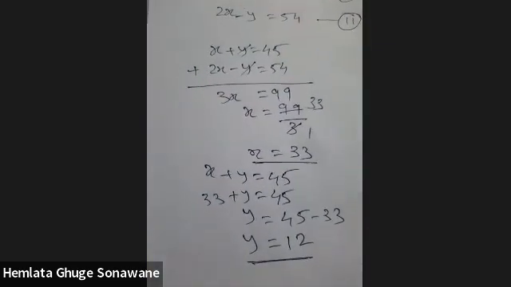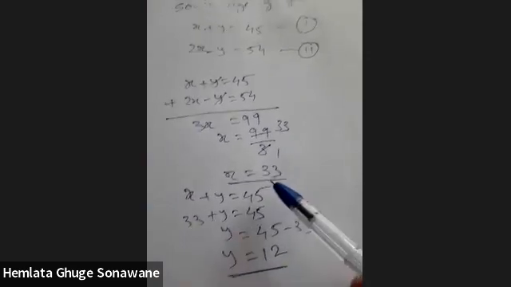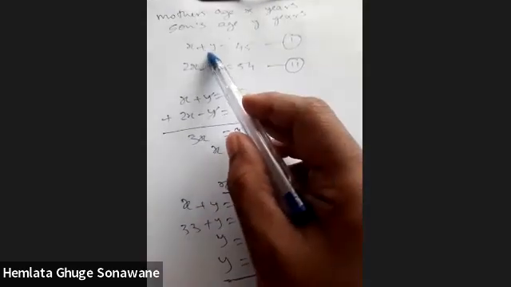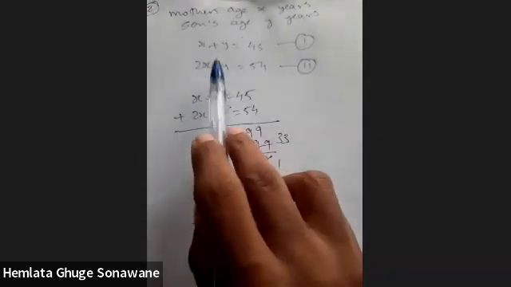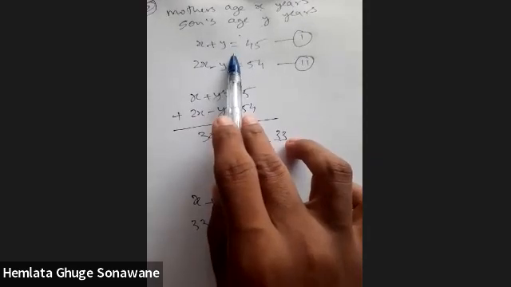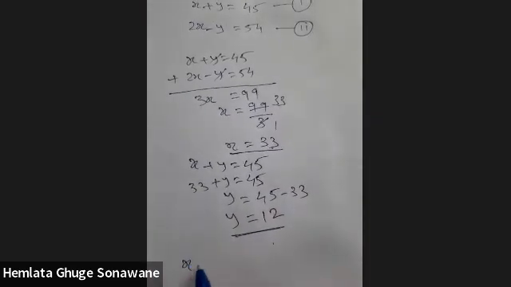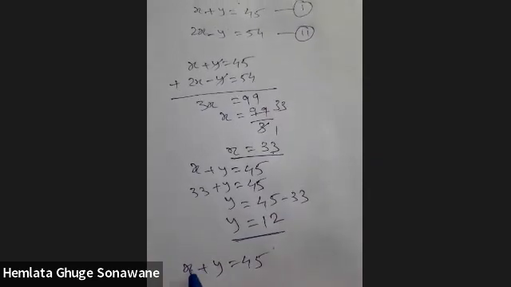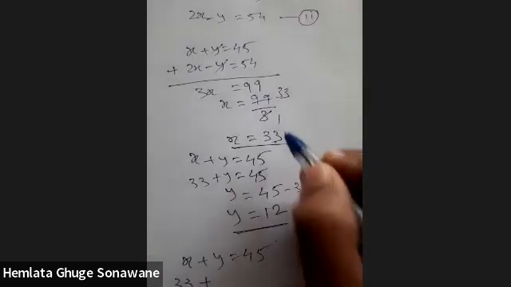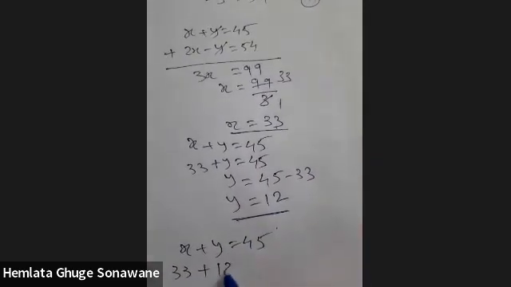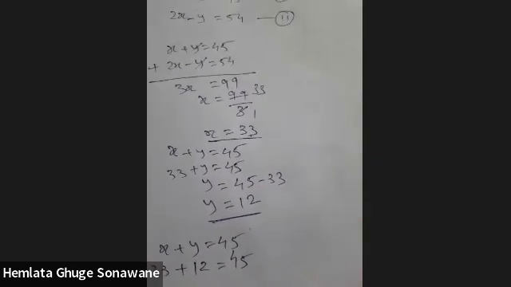Okay. Now you can check whether our answer is right or wrong by putting these values into the equations we have got. The first equation is x plus y is equal to 45. That is, the value of x we have got is 33 plus the value of y is 12. Add 33 and 12, it becomes 45.